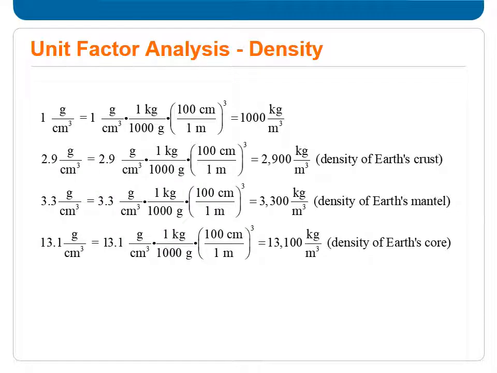For unit factor analysis of density, we're usually just going to be using the conversion that 1 gram per cubic centimeter is 1,000 kilograms per cubic meter. Some interesting densities to know are that the Earth's crust is about 2.9 grams per cubic centimeter, the mantle 3.3 grams per cubic centimeter, but the core is much more dense, at 13.1 grams per cubic centimeter. So this is showing the differentiation of density, and we'll talk more about that in Chapter 5 and Chapter 6.